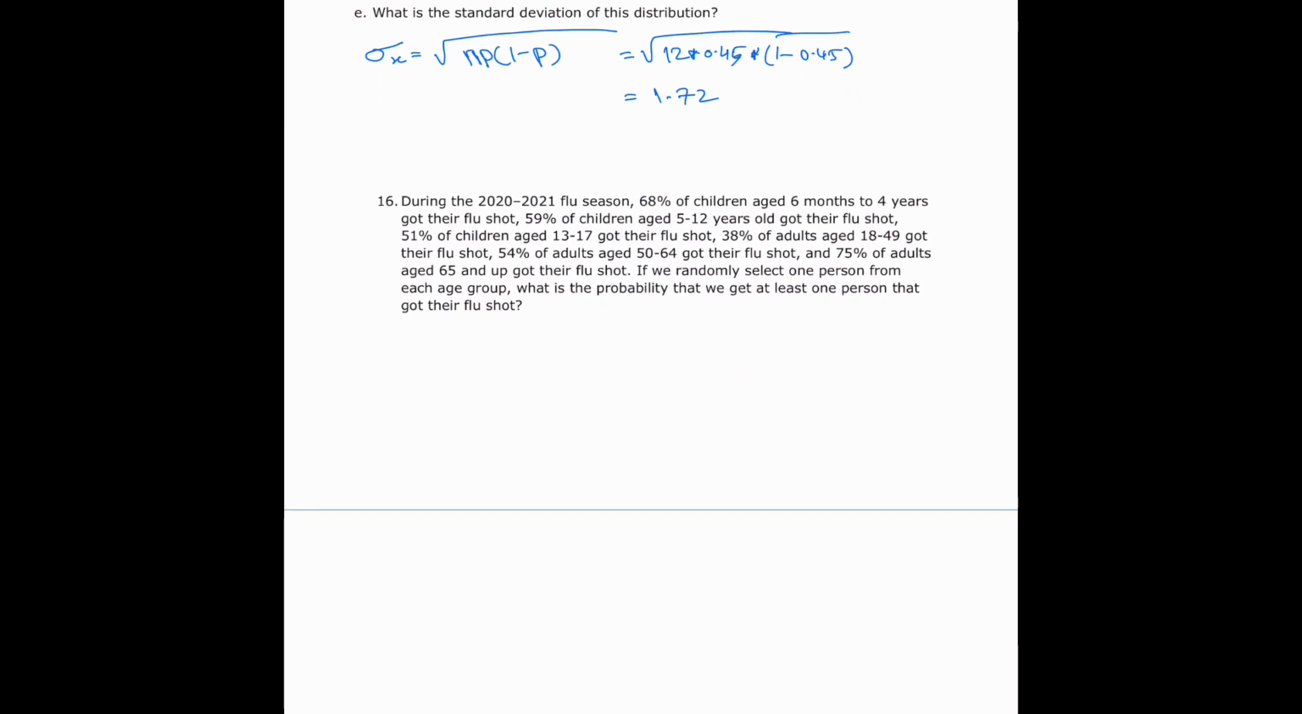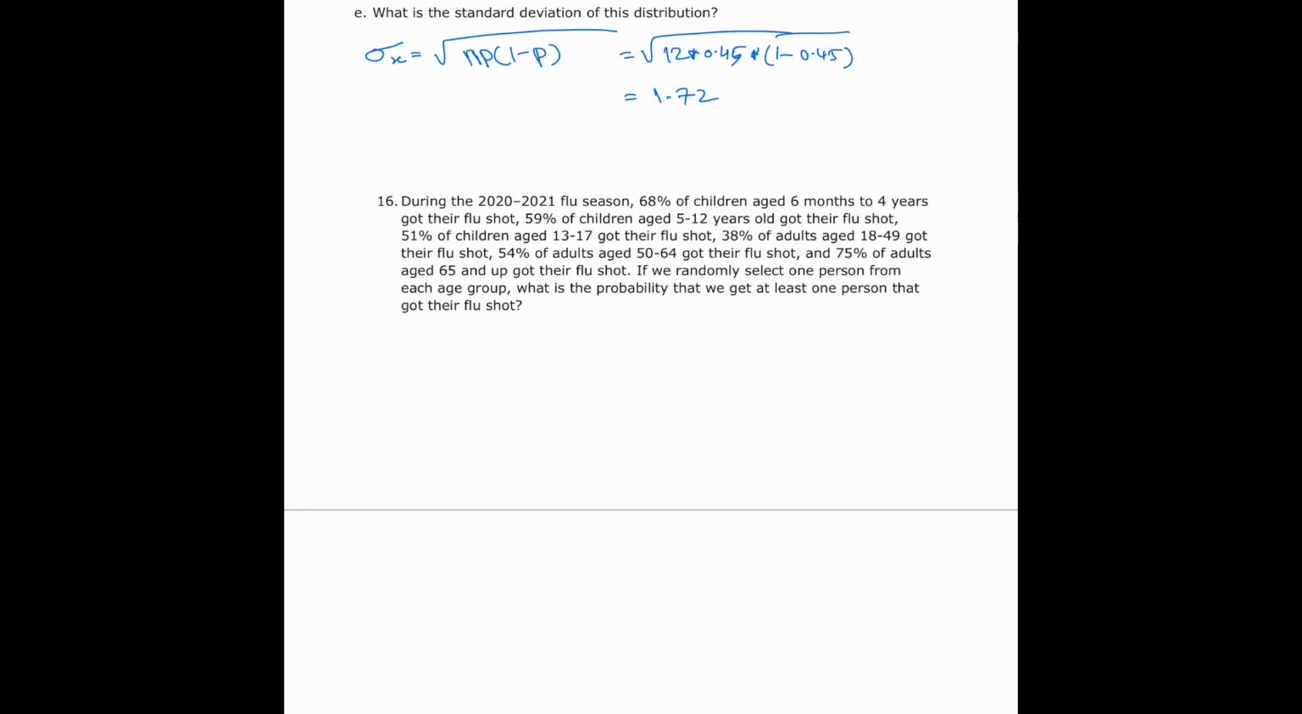Question number 16, last but not least. During the 2020-2021 flu season, 68% of children aged 6 months to 4 years got their flu shot. 59% of children aged 5 to 12 got their flu shot. 51% of children 13 to 17 got their flu shot. 38% of adults 18-49 got their flu shot. 54% of adults age 50-64 got a flu shot. 75% of adults age 65 and up got their flu shot.